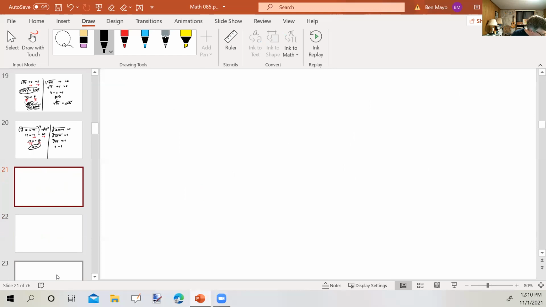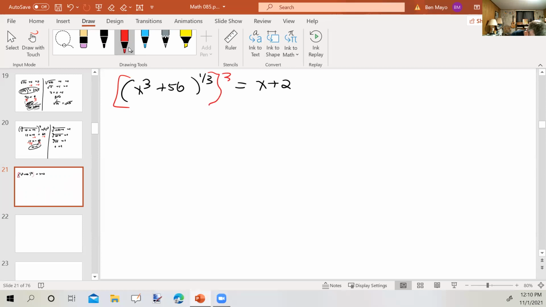You've got... Let's see here. We've got x cubed plus 56 to the 1/3 power equals x plus 2. So what are we going to do with this? We're going to cube both sides. And that's going to be horrendous on the right side, isn't it? Yeah, I was hesitating. Do I really want to do that? But I thought, why not?